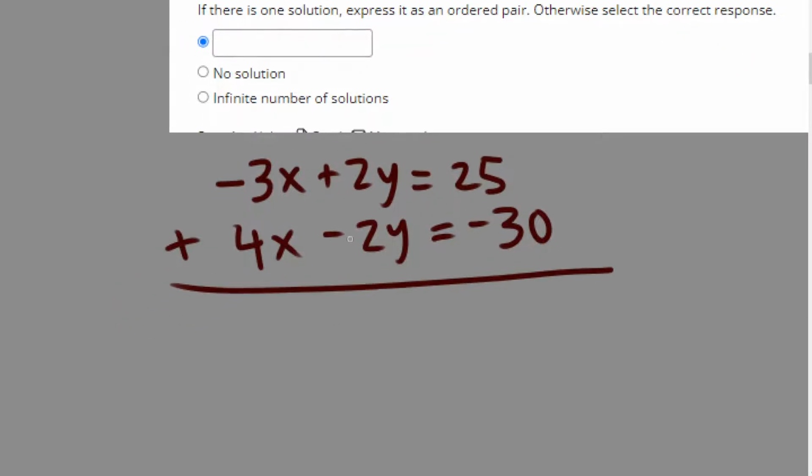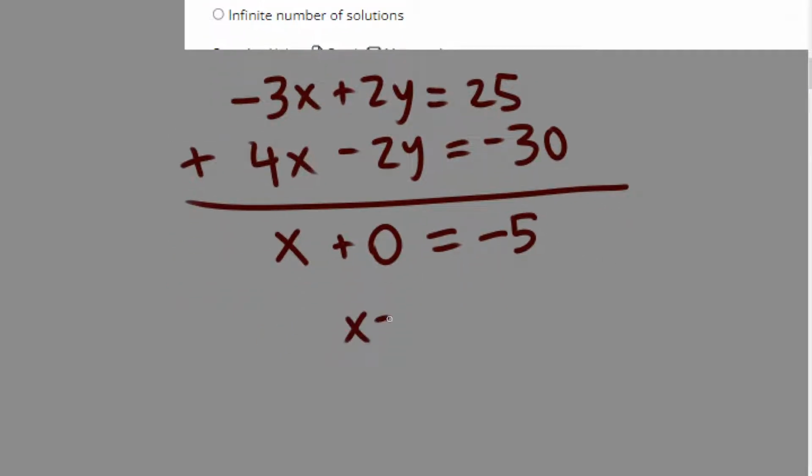And what you'll find, negative 3x plus 4x will give you x. Positive 2y minus 2y will give you 0. So plus 0 equals negative 5, because 25 minus 30 is negative 5. So you'll get x is equal to negative 5. Sometimes you'll have something like 2x, and you'll need to divide both sides by 2, but it's really simple. So you have x is equal to negative 5.